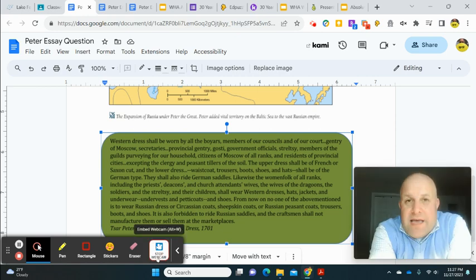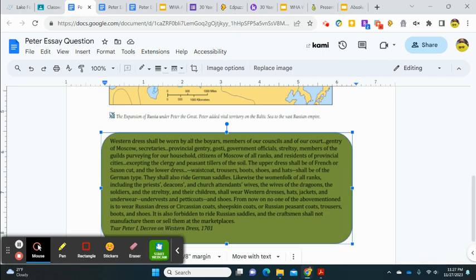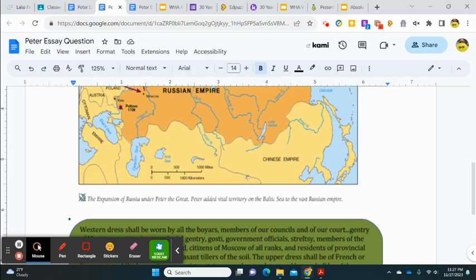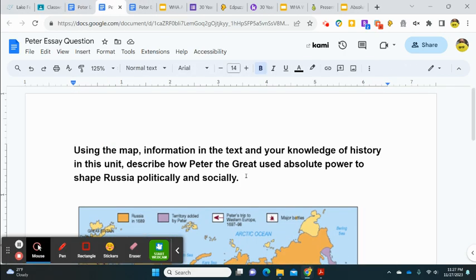He's describing Western dress. And remember, he made that trip into Europe, and he started wanting the boyars and other Russians to adopt Western ways. That was a big part of their modernization, right? That we learned about on Monday. So this is a practice test question. One of the questions asks you, using the map, information, text, and your knowledge of history, how Peter the Great used absolute power to shape Russia, both politically and socially.